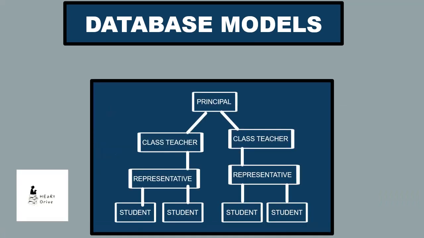In this flowchart, you can see principal is the parent node for class teachers and class teachers are the parent nodes for class representatives and representatives are parents for students. If any information has to be passed from the students to the class teacher, it has to be passed through representatives. This is how generally hierarchical database works.